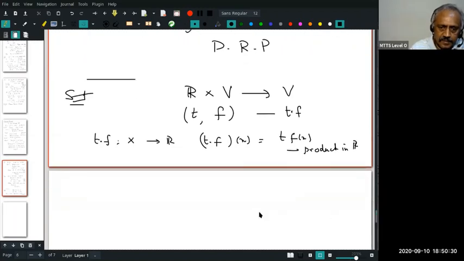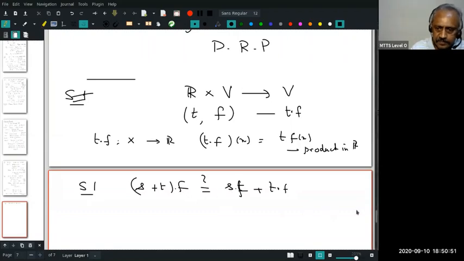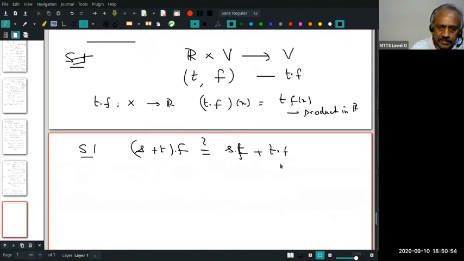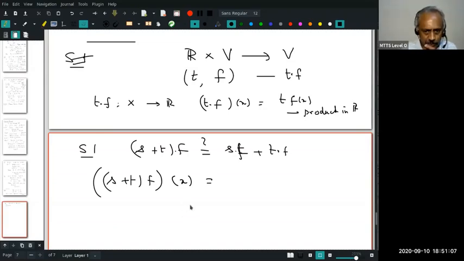Right. Now we have to check whether it satisfies S1, S2, S4. What is S1? I don't remember S1 very correctly, but okay. Let us assume it is s plus t times f. Is it equal to sf plus tf? I am not writing the dot; if you want, I can put a dot here. So when are these two functions equal? The same rigmarole, the same thing I have to keep repeating. s plus t and f. This is a function whose value at x... See, these are the things beginners may not know how to write. That's why I'm doing it.